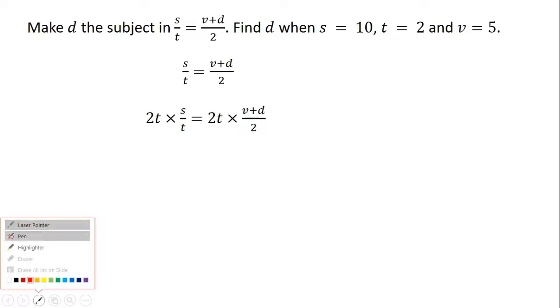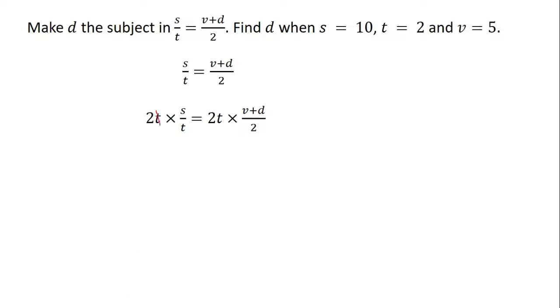So when we do that, we can see that t will cancel t. Here 2 will cancel 2. So we are going to have 2 times s, which will give us 2s. Then because this 2 is gone, here will be divided by 1. We know that v plus d divided by 1 is the same as v plus d. So we have t times v plus d.